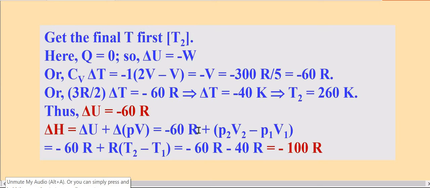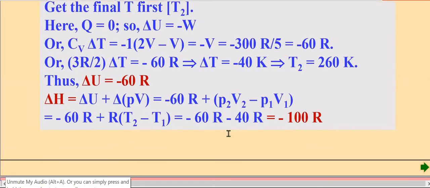So minus 60 R plus delta of PV, which is P2V2 minus P1V1. P2V2 we know is RT2, and P1V1 is RT1. So plus R into T2 minus T1, but T2 is less, so naturally it will be more negative. So minus 40, because this delta T is 260 minus 300, so the difference is 40. So naturally it will be minus 100 R. So that's how you get delta U and delta H.